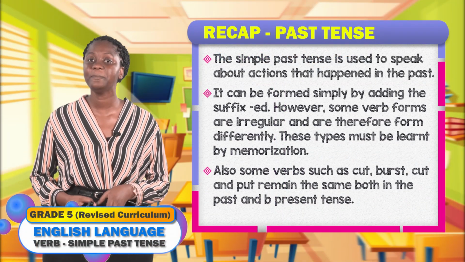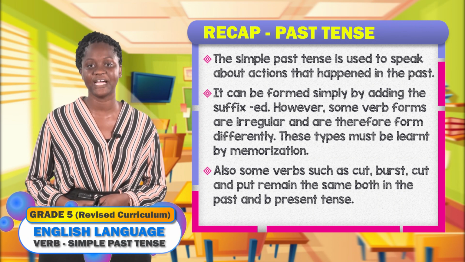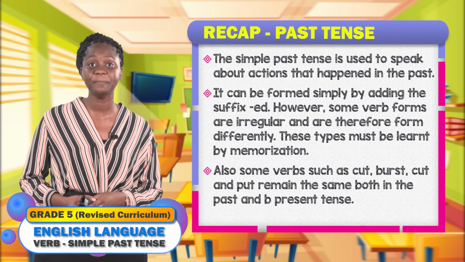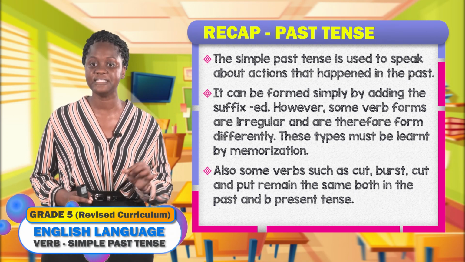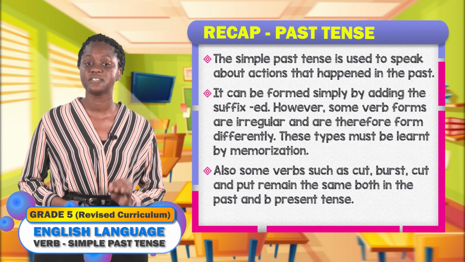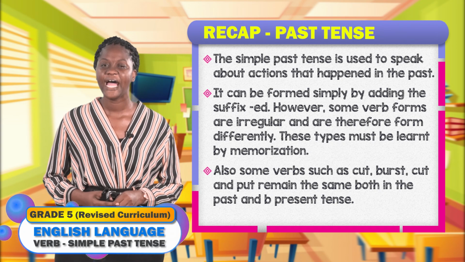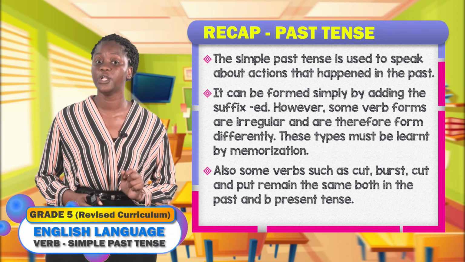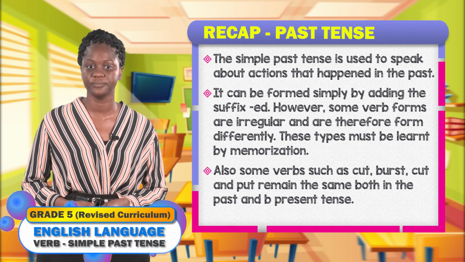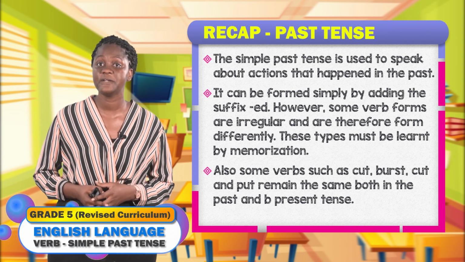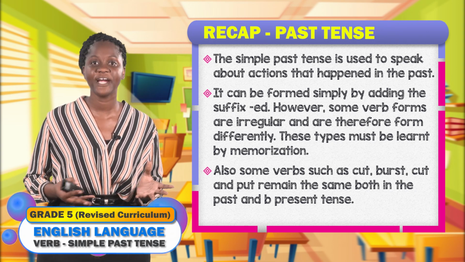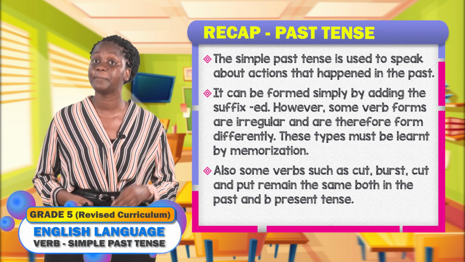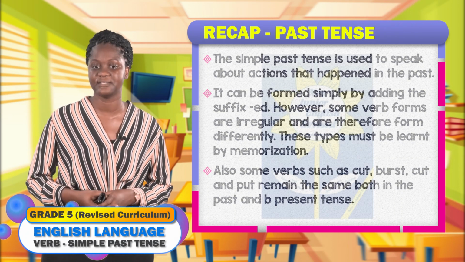Recap. The simple past tense is used to speak about actions that happened in the past. It can be formed simply by adding the suffix ed. However, some verb forms are irregular and are therefore formed differently. These types must be learned by memorization. Also, some verbs such as cut, burst, put, and hurt remain the same in both their present and past tense.